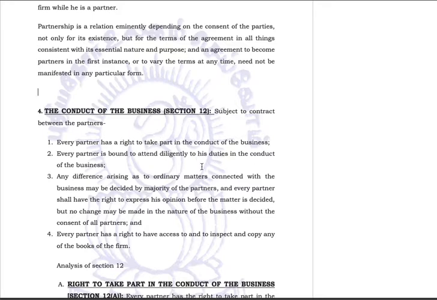But if you do not do so, then all partners will automatically have these rights, because Section 12 says so. Any difference arising as to the ordinary matters connected with the business may be decided by majority of partners. Like we'll have a voting. If there is a dispute, the majority of partners will win. And every partner shall have the right to express his opinion. You cannot shut down any partner, okay? Simply because you people are in majority, that does not mean you will not allow him to speak.